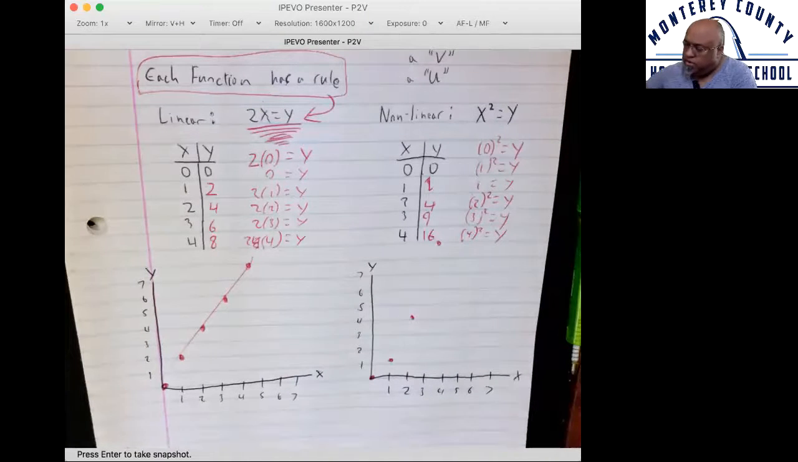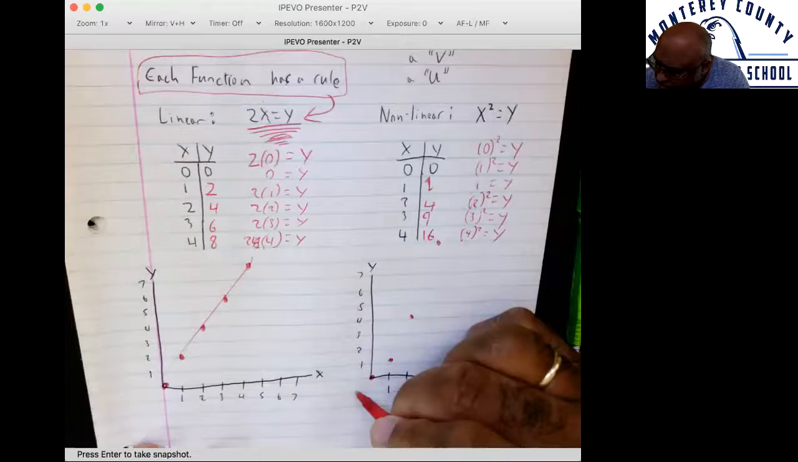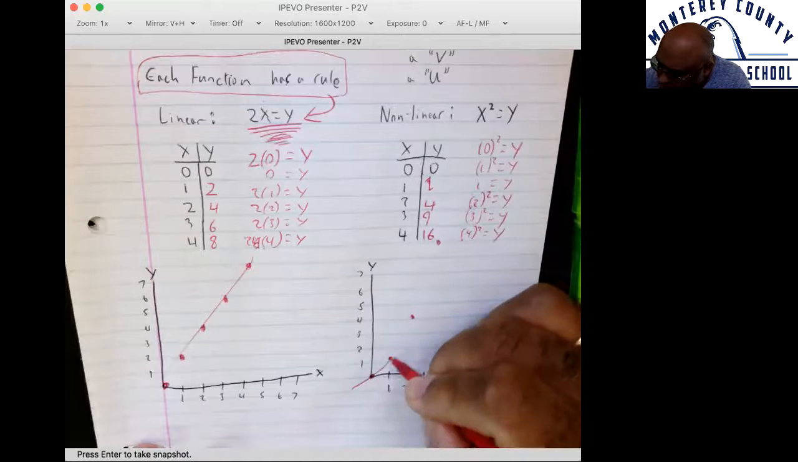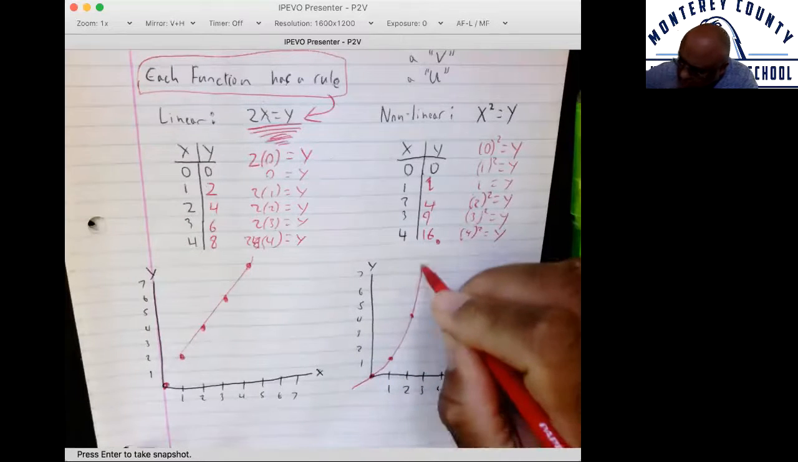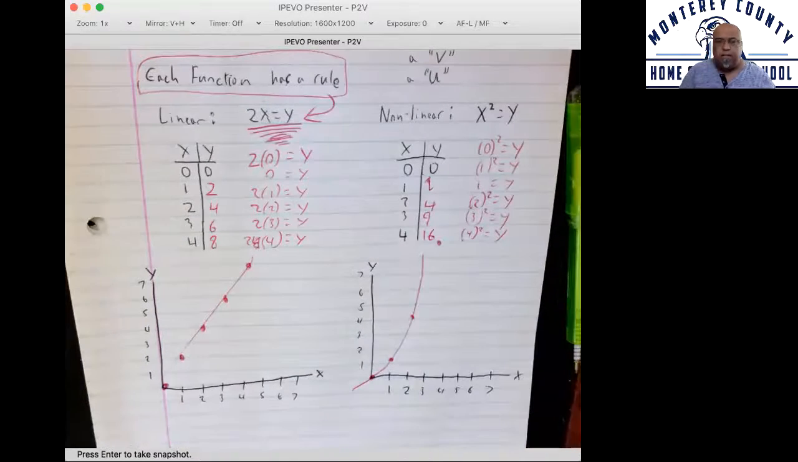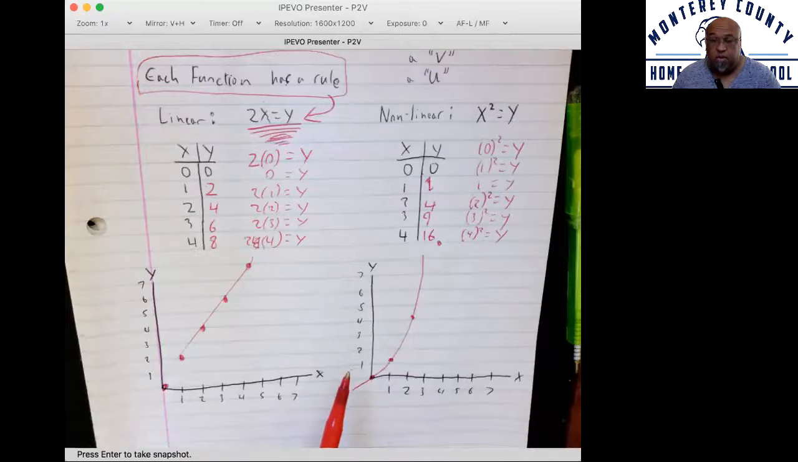Now, as you can see, the shape ends up making a curve. Okay? So, with a linear, it makes a line. The nonlinear, it makes another shape. Okay? Now, the real trick to learning this lesson is just being able to figure out where things go.